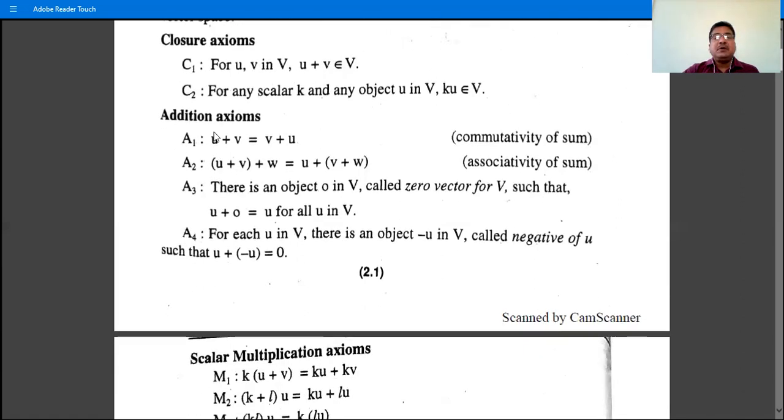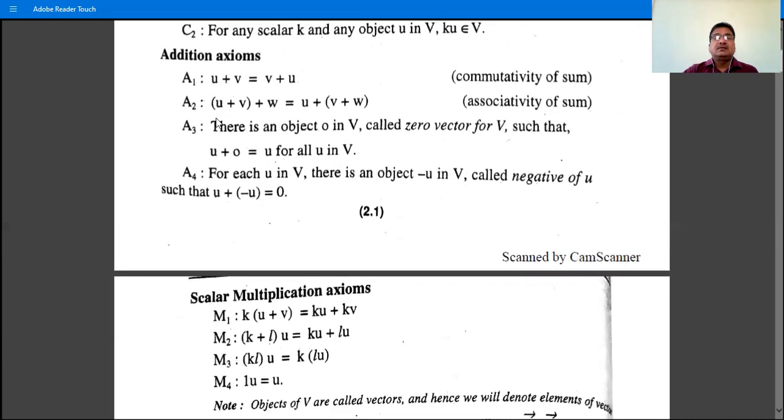Then the next property is addition. A1: u + v = v + u is called the commutativity of sum, or commutative law. That is, u + v and v + u are both the same.